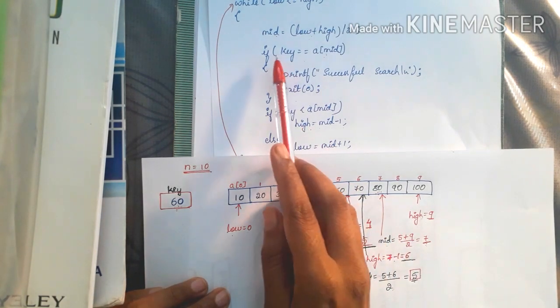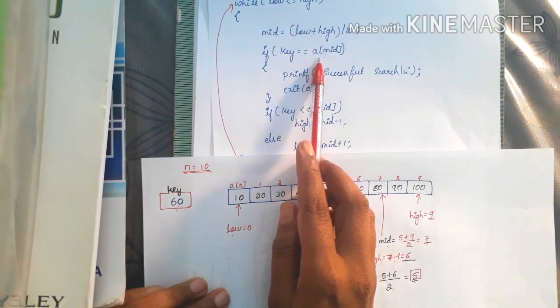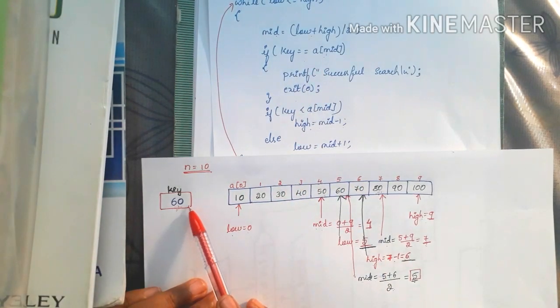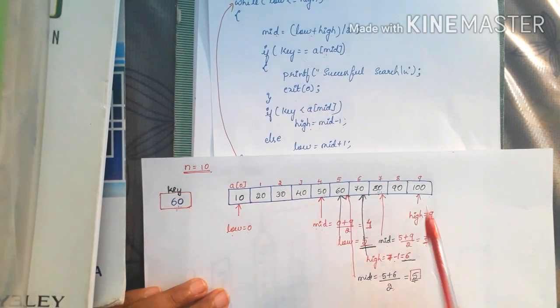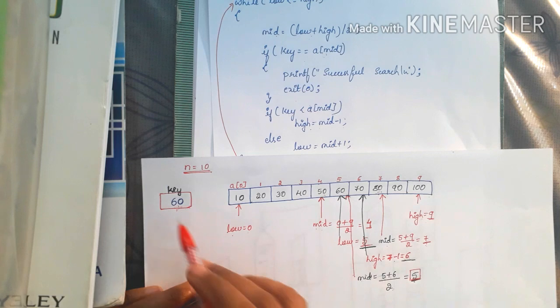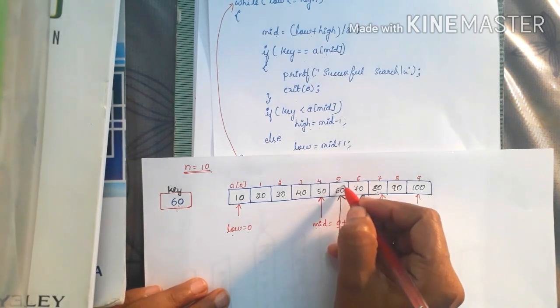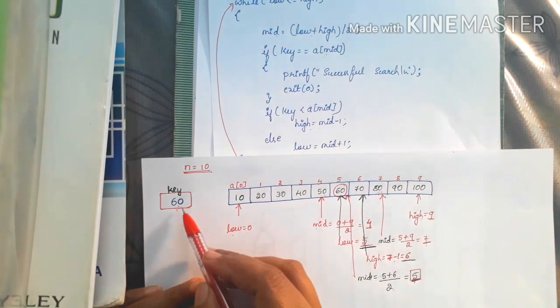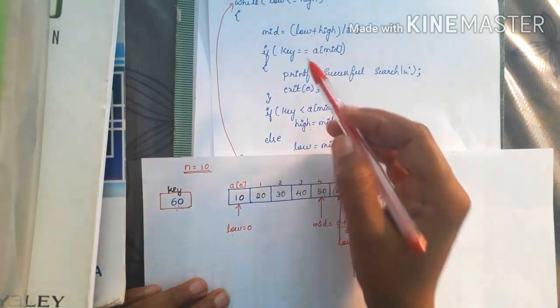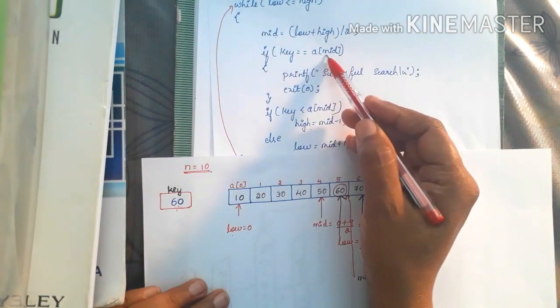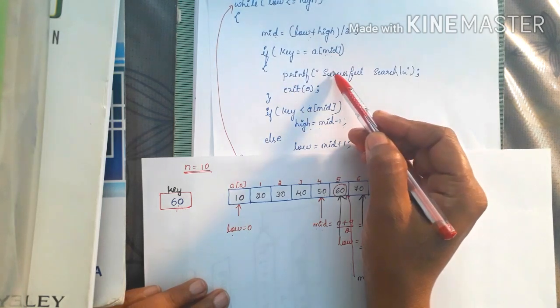Next instruction is: if key is equal to a of mid. Key value is 60. Is 60 equal to a of mid? A of mid means a of 5 because mid value is 5. A of 5 value is 60. Is 60 equal to 60, that is key is equal to a of mid? The condition is true. Control enters the if part.